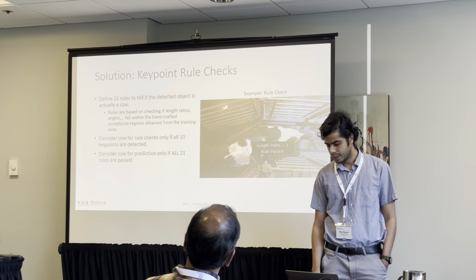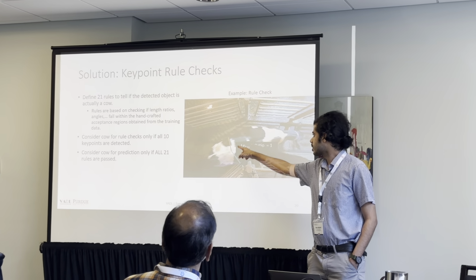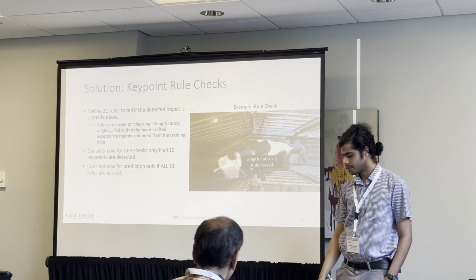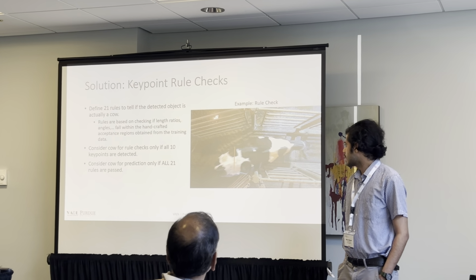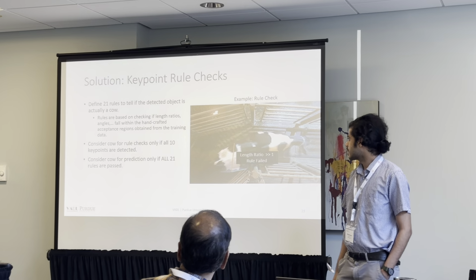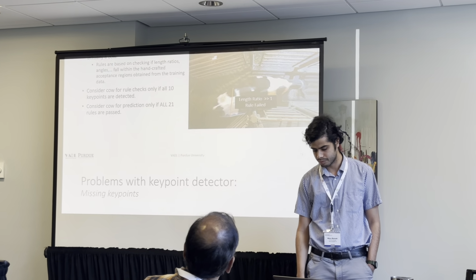Here's an example rule check. Here the ratio of lengths between the orange and the blue lines is roughly equal, so it's close to 1. So we say the rule is passed. But if, for example, the key point is detected here, the middle one, the ratio greatly exceeds 1, and we fail the rule and drop the cow from prediction.